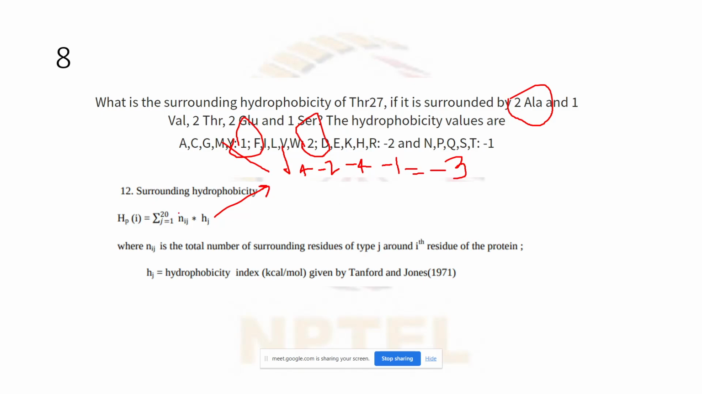Here Nij is the number of surrounding residues of type I, like the number of alanines surrounding residue 27, or the number of valines surrounding it. We sum up each to get this value. Yeah, am I clear in this explanation?